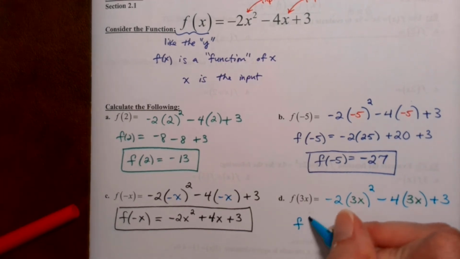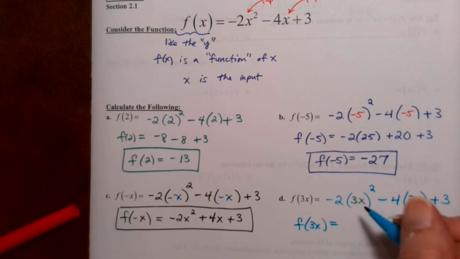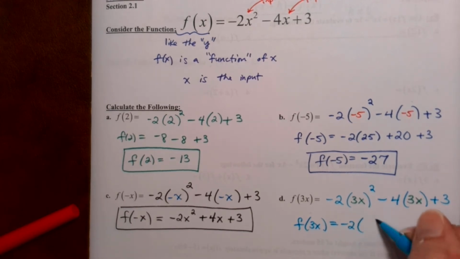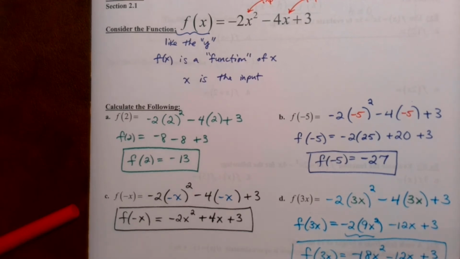Okay. f of 3x is equal to, so we're going to have negative 2, and then the quantity squared. 3x times 3x is 9x squared, minus 12x plus 3. Let's go ahead and do our last calculation right here. f of 3x is negative 18x squared minus 12x plus 3. Okay, and that's going to be the final answer there.